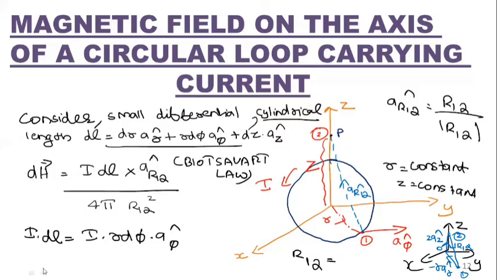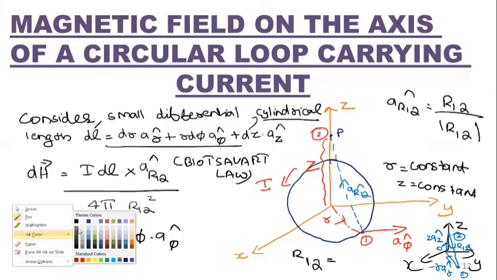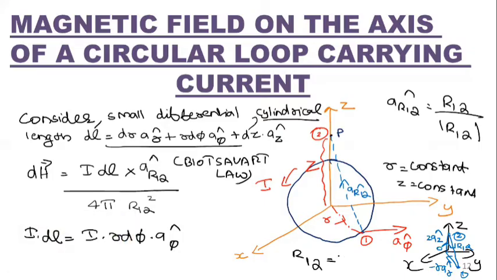So according to the triangular law, we can write R12 is equal to minus R aR plus Z aZ. How did minus R come? Because in our initial condition, R was from 0 to 1. Now we are considering from 1 to 0. That's why we took minus R. So minus R aR plus Z aZ.